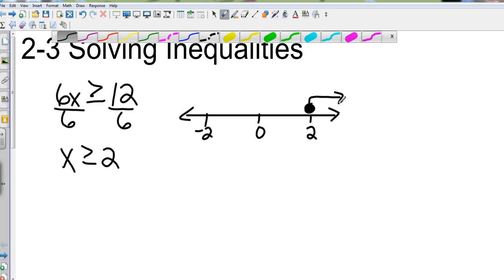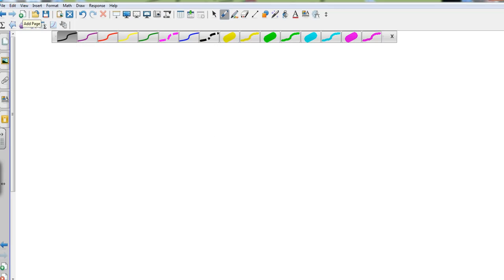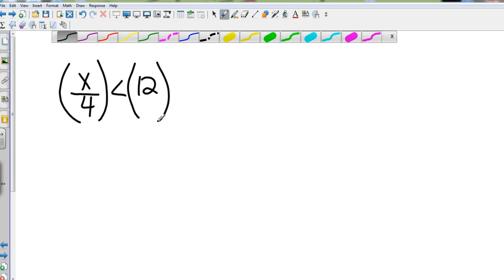So with division, we might actually see something like this. And so because we have x divided by 4, the inverse of division is going to be multiplication. And so we're going to multiply both sides by 4. And that gives me a value of x is less than 48.